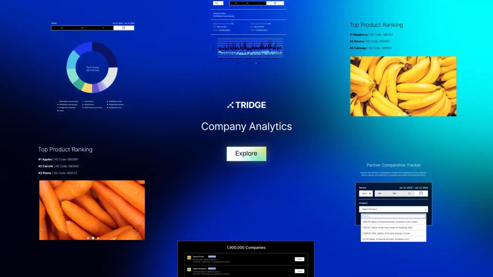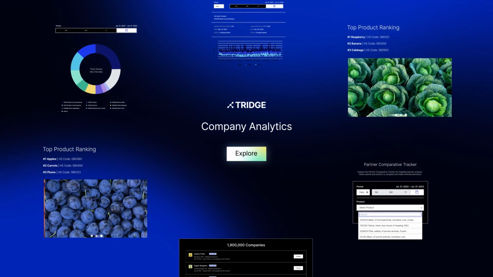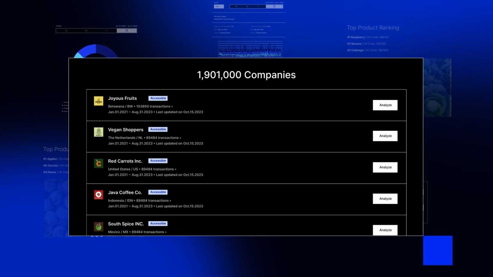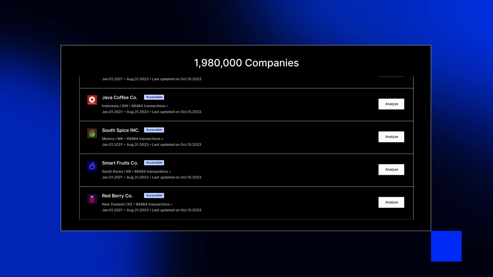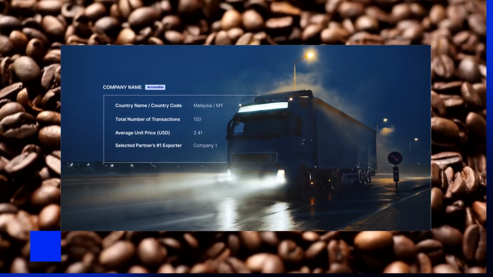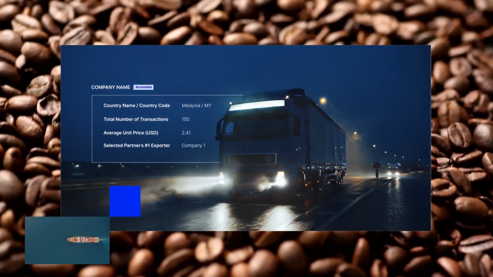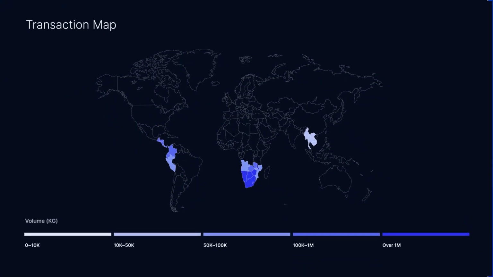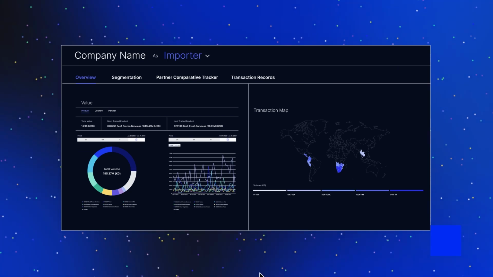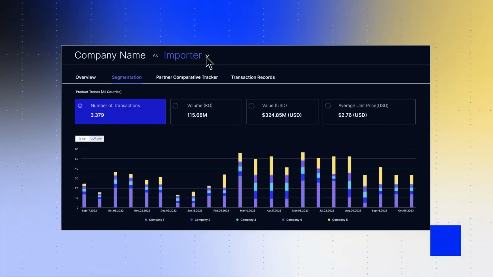BL and customs data, streamlined to a company level, already cleansed, standardized, immediately actionable. Access over 2 million companies in our database. Stay ahead of your competition by knowing their every move. Look at the big picture. Zoom in on the details.